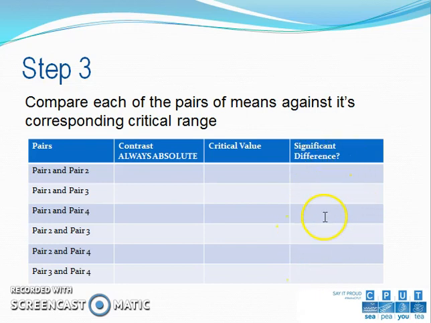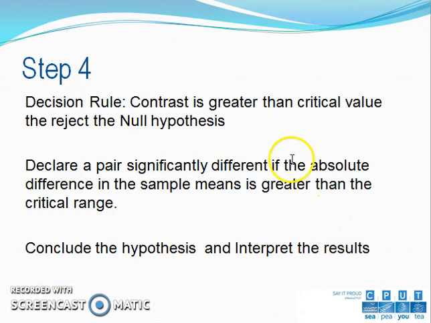But that part of step 3 is really also part of step 4, which involves the decision rule. The decision rule for Tukey-Kramer is: if the contrast, that absolute value, is greater than the calculated critical value, then you reject the null hypothesis. And the null hypothesis for each of those comparisons is that the pair is the same. And the alternate hypothesis is that the pair is not the same. So if you reject the null hypothesis, you accept the alternate hypothesis, and so you can declare if any pair is significantly different to the other.